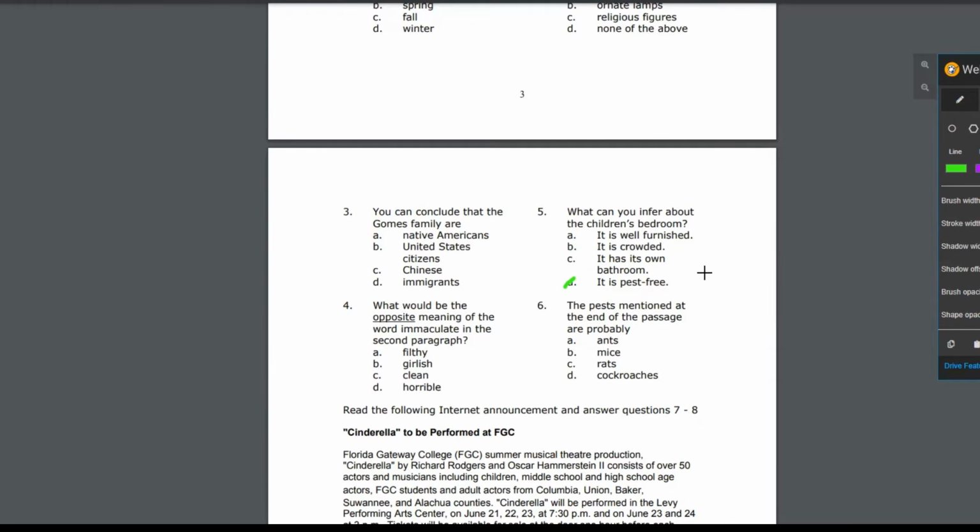So we already know it's separated from the kitchen by a curtain. There is no way that they have their own bathroom in there because we already have seen from the facts of the story that they're poor. So obviously everybody's going to have a shared space. So now we're down to it's well furnished and it's crowded. And we know again, if we're going by the idea that they're poor, obviously it's not going to be well furnished, which leads to it has to be crowded.